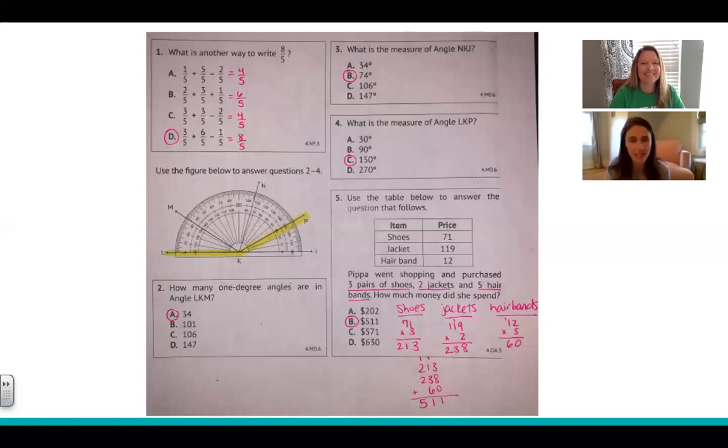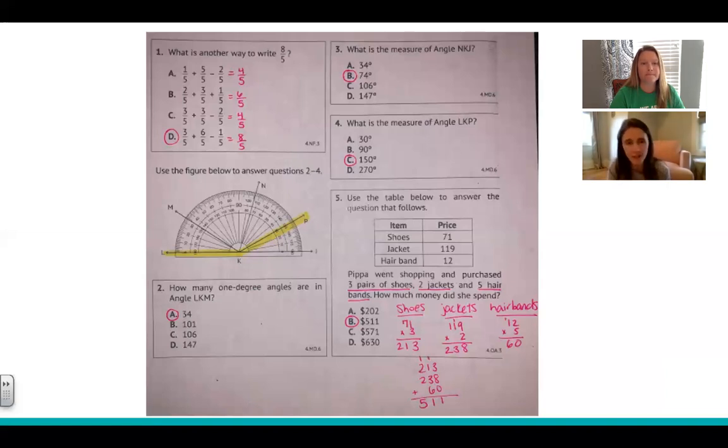So LKM, highlight that now. Pretend we're doing it with you. First thing I notice is it looks acute because I'm picturing that 90-degree angle, that capital L. It's an acute angle. So that's going to help me as I'm looking at my numbers and checking my work.